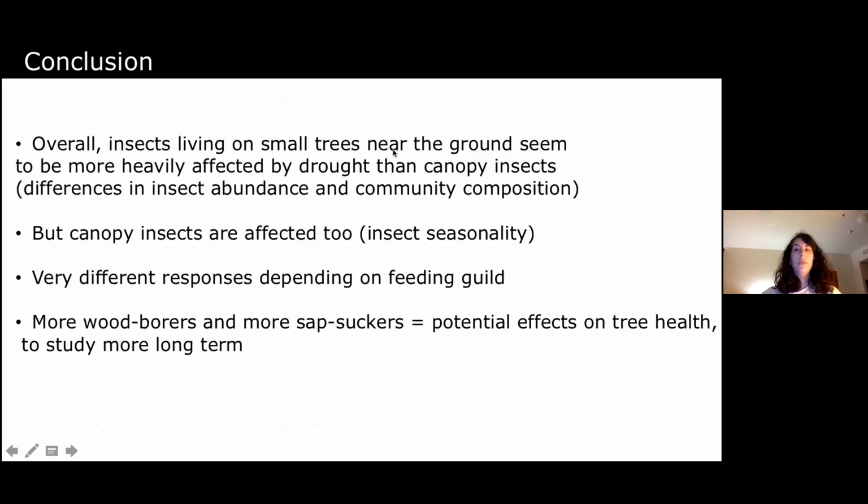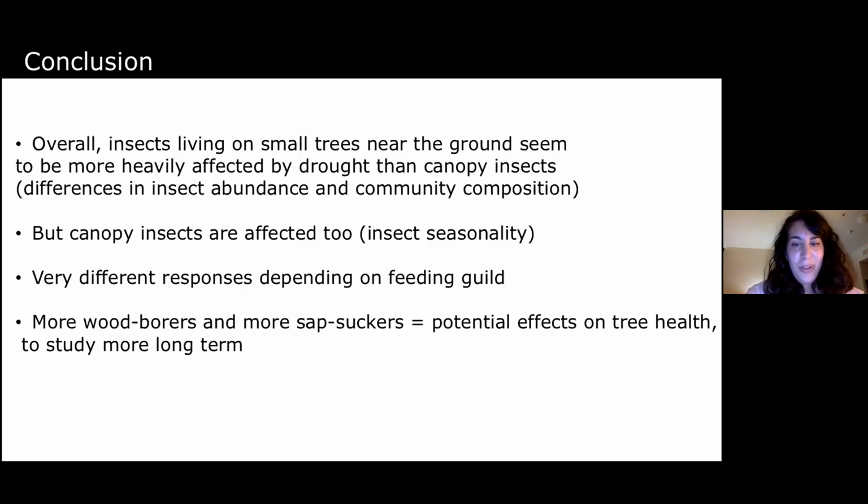So overall, I find that insects living on small trees near the ground seem to be a lot more heavily affected by droughts than the canopy insects. So that was if I was looking at the insect abundance and community composition, but there are also some effects of droughts at the canopy. And so the responses were really different depending on feeding guilds. So you can't really have an easy answer as to what's happening with droughts and insects.